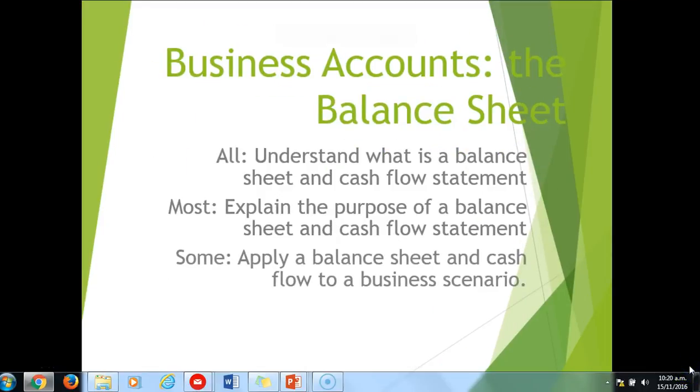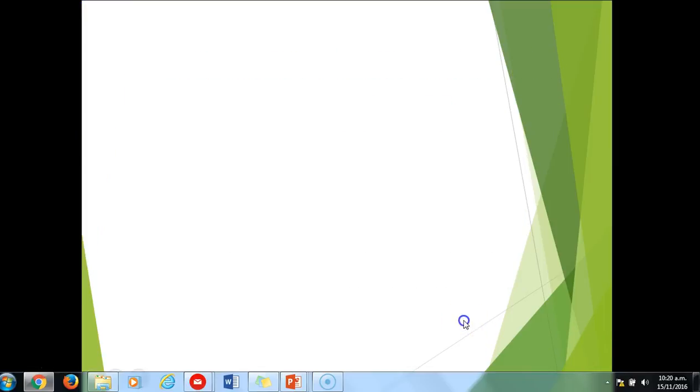Okay, this is the final business account document or financial information document. This is the balance sheet. So again, this is a form of internal financial control. With that balance sheet, we need to understand what a balance sheet is, and also a cash flow statement, which I will put on at the end. Explain the purpose of the balance sheet and the cash flow statement, and if we can, get it into some sort of scenario.